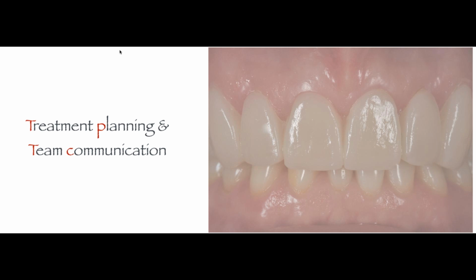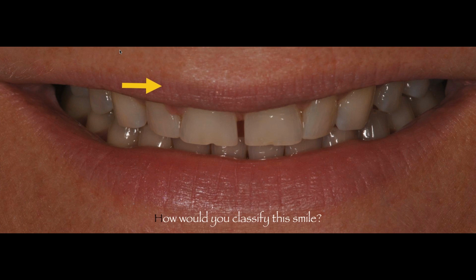So treatment planning and team communication. How does this work, and how can dental photography help us in this very important area of dentistry?